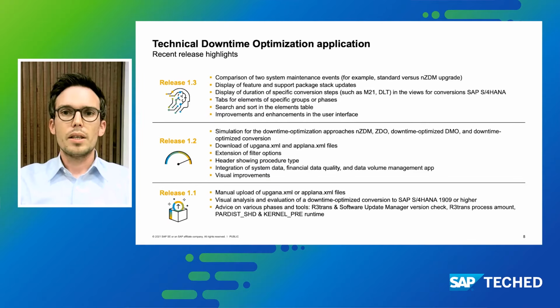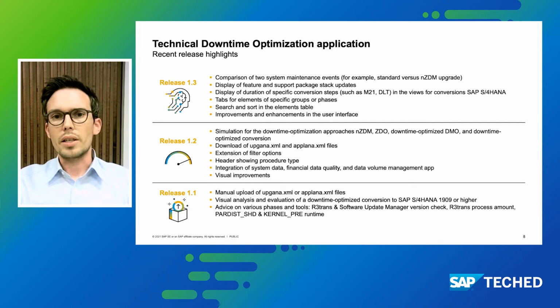Now let's take a look at the recent release highlights. We're going to ship our features on a quarterly basis in an agile mode. So with the first release, we shipped, for instance, the manual upload. With the second, we shipped our simulation feature, and very recently, we just shipped the comparison feature that can be used to compare standard versus a downtime optimized flavor.